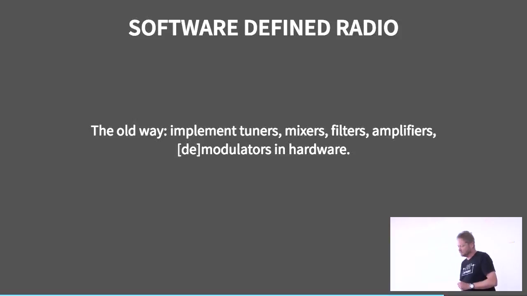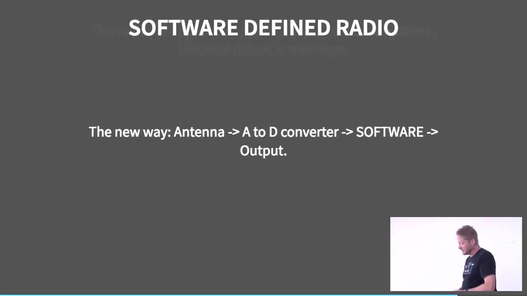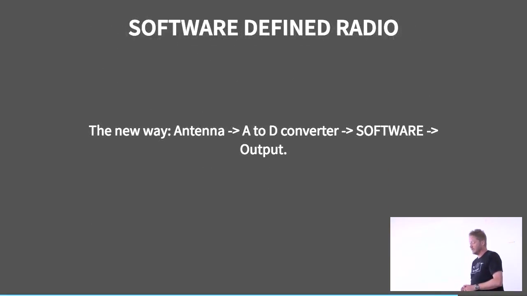Except for these guys. So, software-defined radio. All the things that I've been talking about so far, tuners, mixers, filters, amplifiers, and the modulating and demodulating was all done in hardware. Software-defined radio aims to do it slightly differently, where ideally, in the idealized situation, you have an antenna which pumps something into an analog to digital converter, and then software does some magic, and then you get an output. It's the software does the magic bit that's a little tricky.